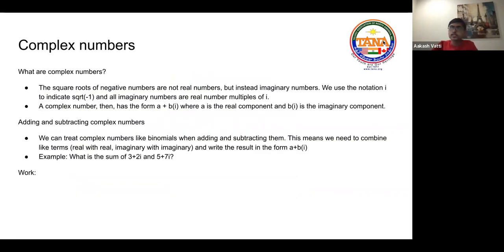So what are complex numbers? The square roots of negative numbers are not real numbers. Instead, they're imaginary numbers. And we use the notation i to indicate the square root of -1. And all imaginary numbers are real number multiples of i. So a complex number then has the form a plus bi, where a is the real component and bi is the imaginary component.